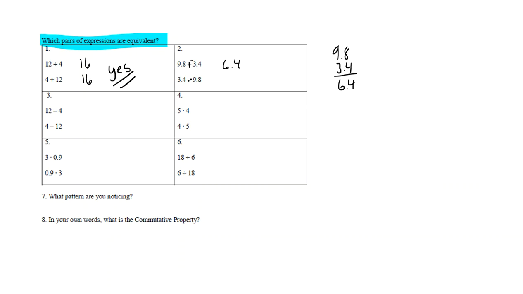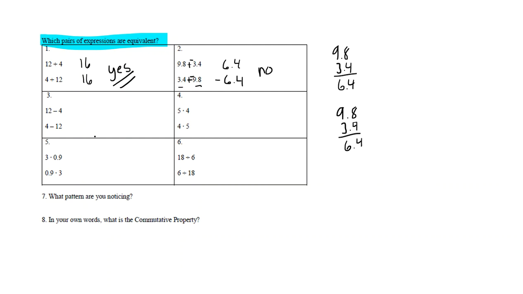In the next one, the order changed. 3.4 subtract 9.8. So if we do keep, change, change, in this case, our owing amount is more than our having amount. So we're going to have to take the 9.8, we're going to have to subtract the 3.4, and that would be 6.4. But in this case, it's negative. These two are not equivalent. So when we were doing subtraction, sorry, this should say a big fat no, not a yes. When we were doing subtraction and we changed the order, we ended up getting a different answer. So that's important to realize.